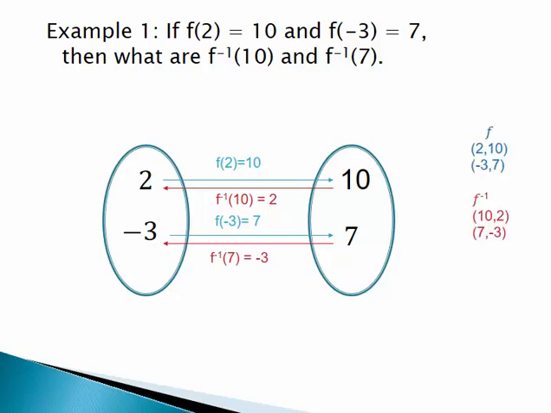You could also think in terms of ordered pairs. If we listed these as ordered pairs, f has the points (2, 10) and (negative 3, 7). F inverse, you're going to swap your x and y coordinates around, and it has the points (10, 2) and (7, negative 3). Okay? So f inverse of 10 would be 2, f inverse of 7 would be negative 3. It's just showing you the definition of the inverse.